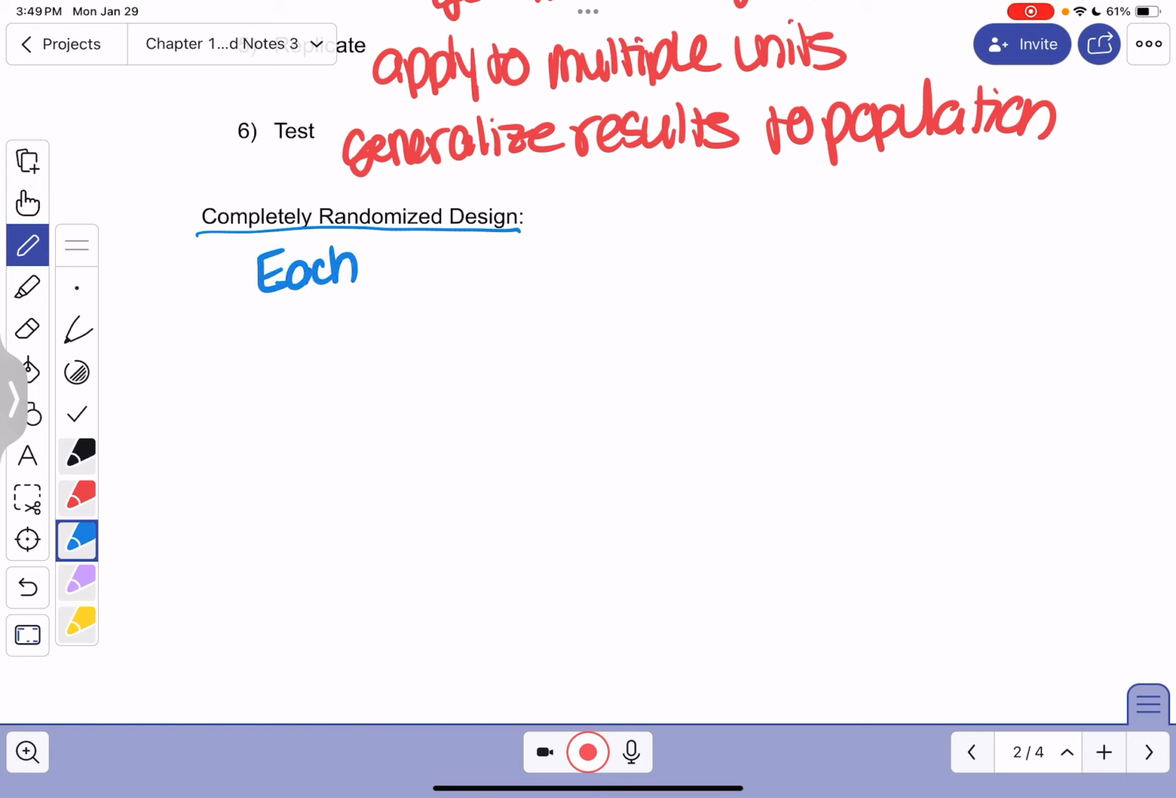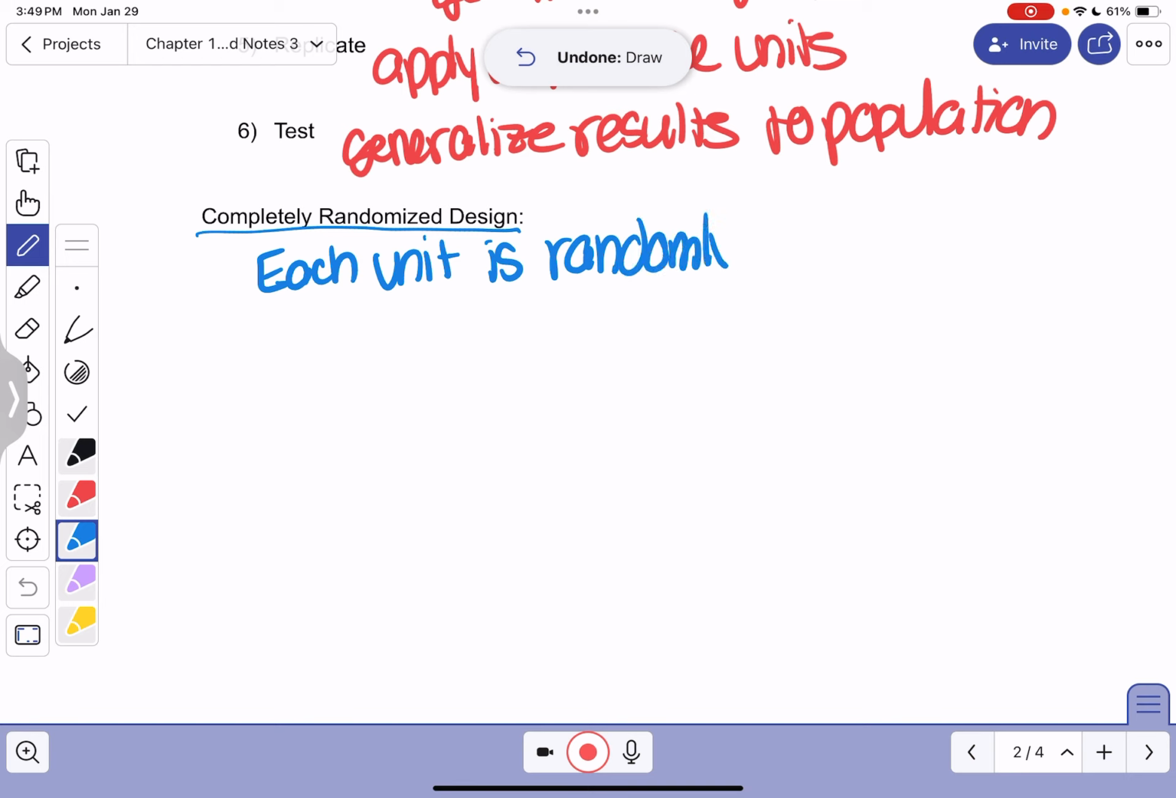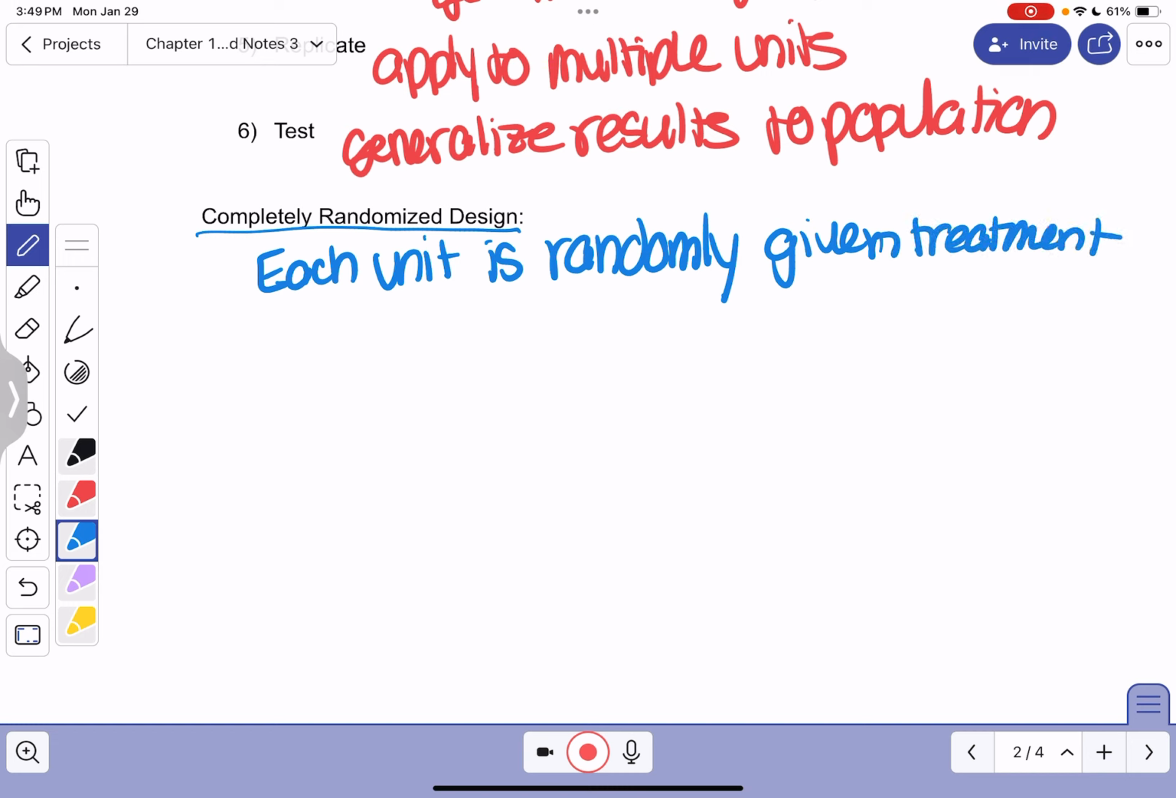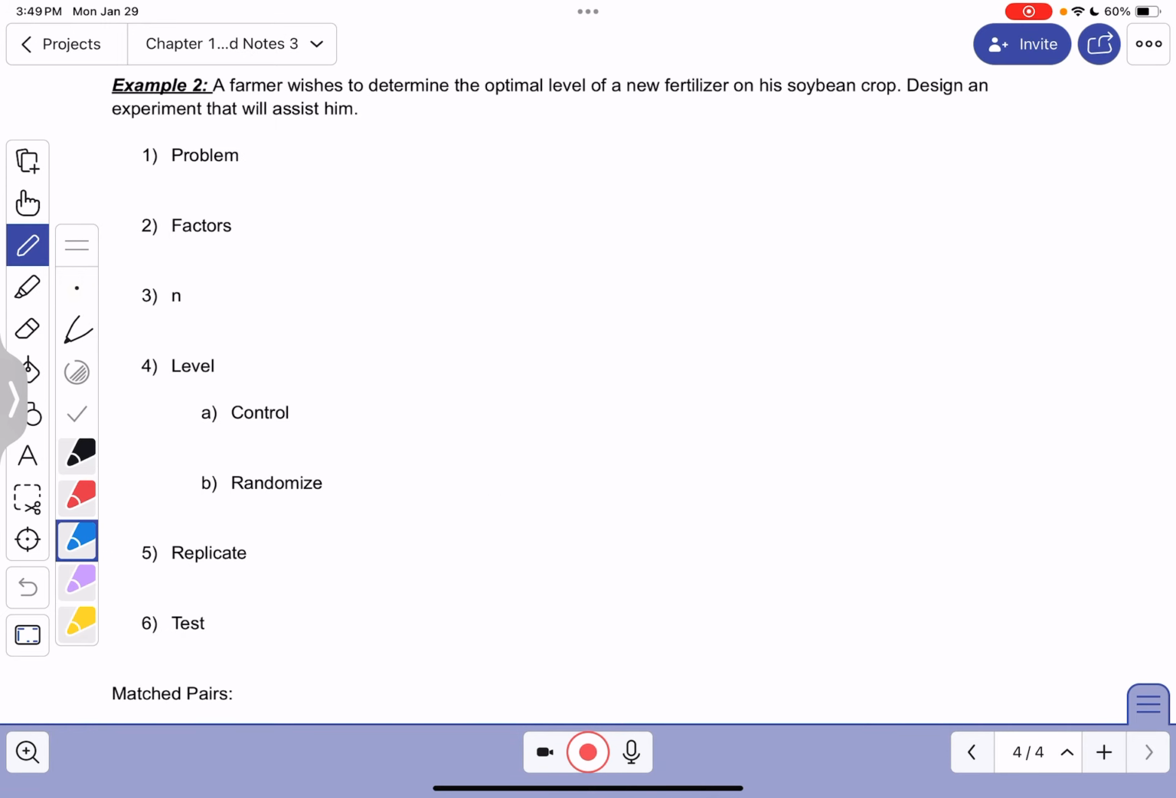All right, there are different types of experiments. One is a completely randomized design. So it's kind of like a simple random sample where each unit is randomly given a treatment. So maybe I put all 100 people's names in a hat and I pick them out, and the first name goes to treatment A, the second name goes to treatment B, the third name goes to treatment A, the fourth name goes to treatment B. You're just randomly selecting them into groups. That's completely randomized design.